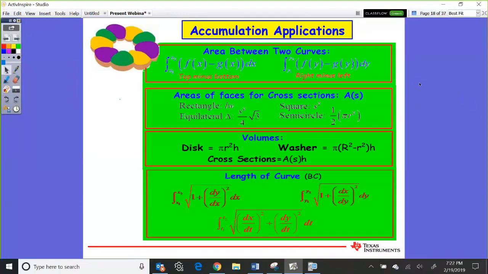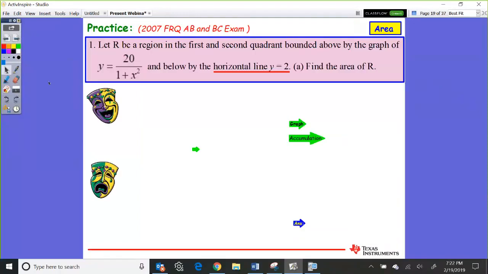So this accumulation is where it's all going. It's going to find area, volume, length of a curve. But we're still accumulating, and I try to make sure my students know we're still playing with one little tiny function that we're adding up. So let's start with this particular problem.